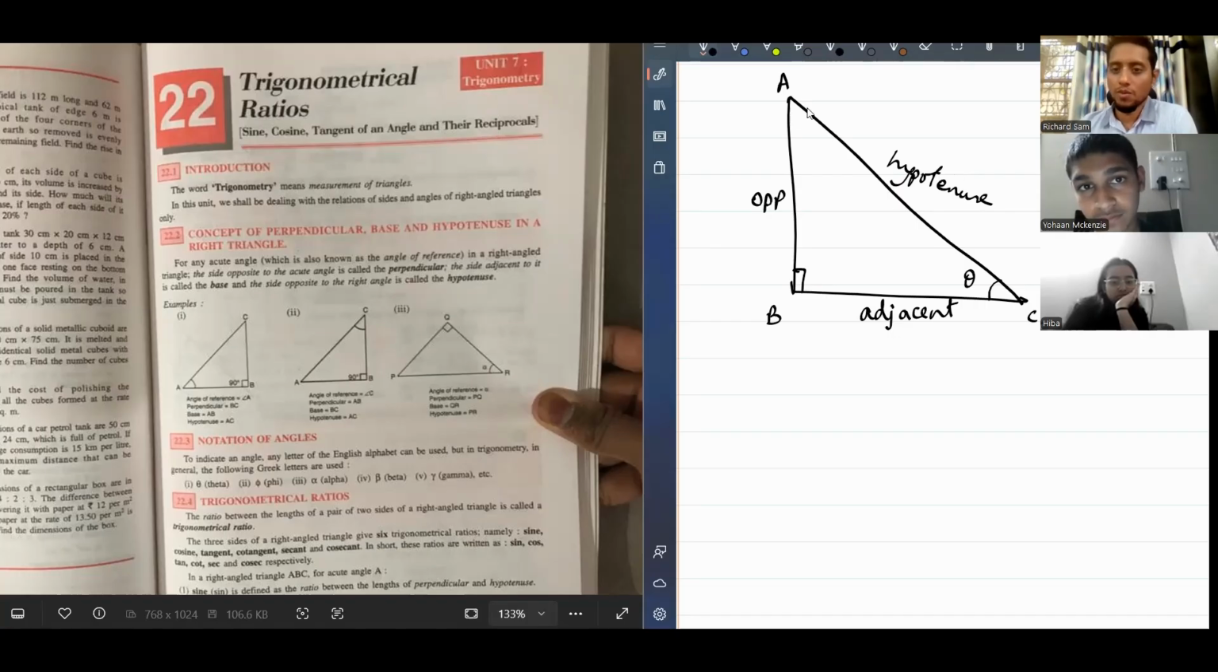Now, what if theta is on top here, or let's take it as alpha or some other angle? If this angle is alpha, then which is the side adjacent to alpha? AB will be adjacent and BC would be opposite. So adjacent and opposite could be interchanged depending on where the angle is. But hypotenuse will never change. That is a fixed value. Is that clear, everyone?